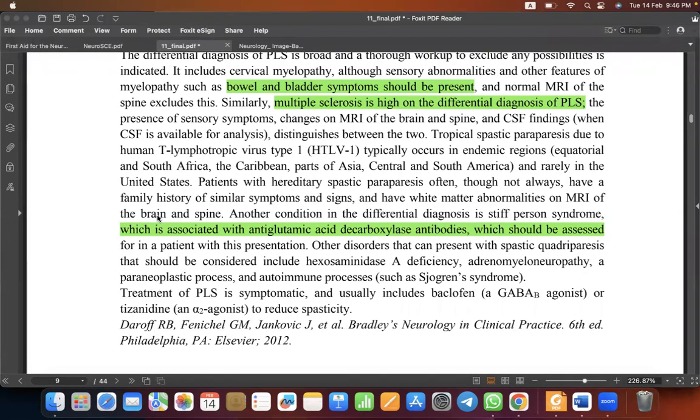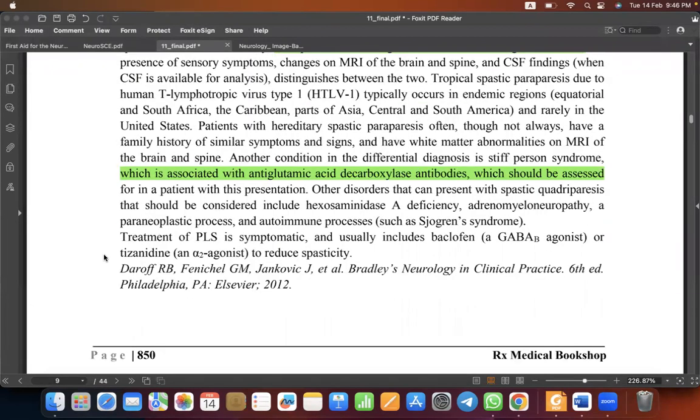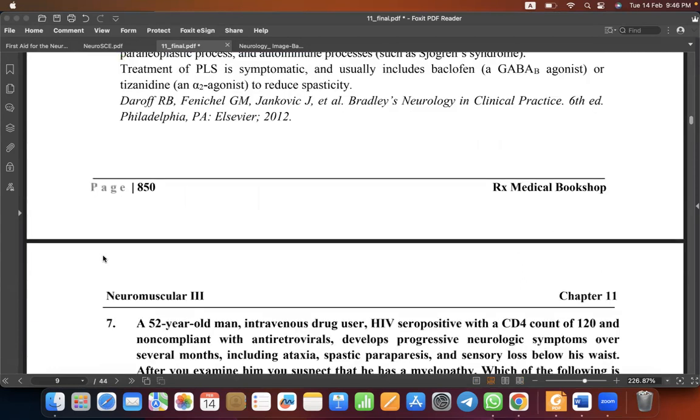Okay, so the treatment of primary lateral sclerosis is particularly symptomatic. The most important thing is that we need to control the spasticity. So baclofen and tizanidine could be important options here.